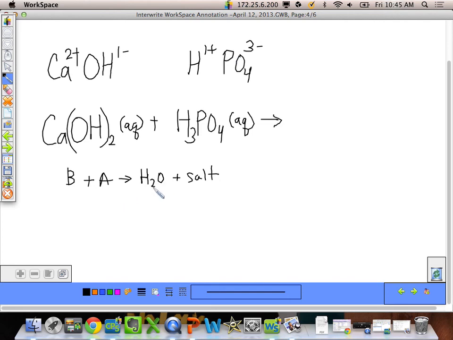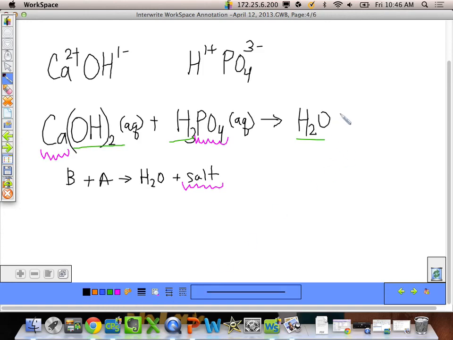Okay, since I know water is going to be one of my products, I'm just going to write that right away. So that water is coming from the H3 there and the OH2 there. So that's how I get my water. The leftover stuff, the calcium and the phosphate, is what I need to look at for my salt.